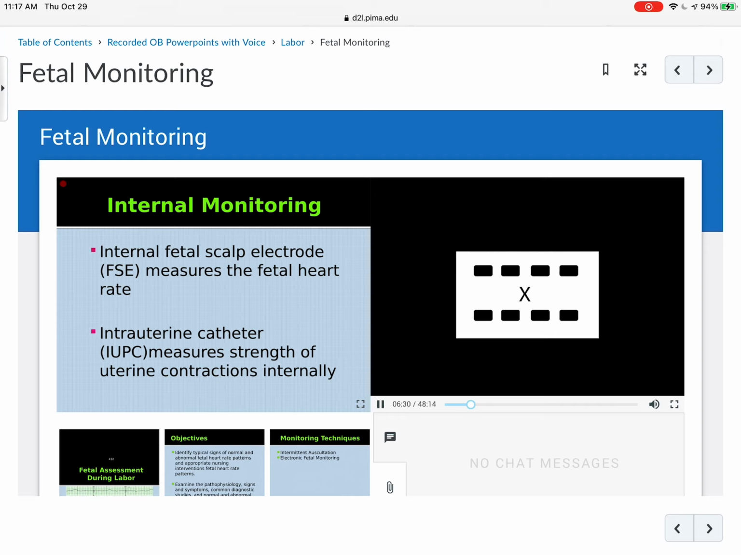Internal monitoring is more accurate, but it's more invasive because it goes inside the cervix and into the uterus. We can pick up baby's heartbeat, and we call that an internal fetal scalp electrode, or we can pick up the contractions, which is called an intrauterine pressure catheter, and that measures the strength of the uterine contractions as well as how far apart they are and how long they're lasting, and both are accurate.